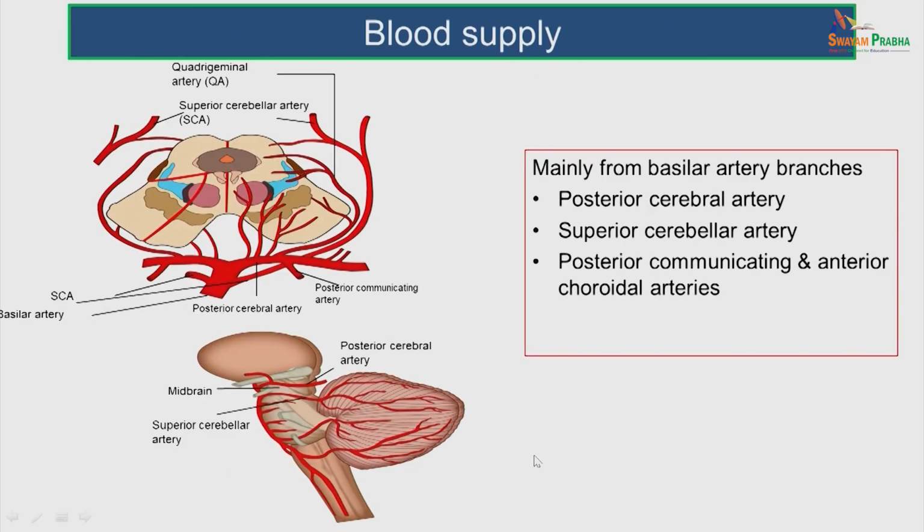So now we have studied the important grey matter and white matter. Now let us see what is the blood supply to the midbrain. It mainly receives from the basilar artery through the posterior cerebral artery, then the superior cerebellar artery, the posterior communicating artery and the anterior choroidal artery. So these are the four main arteries.